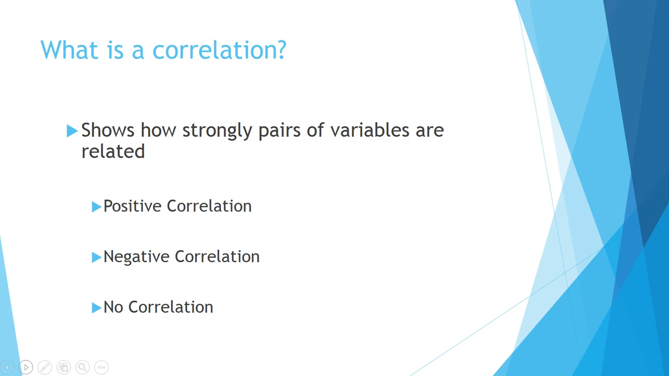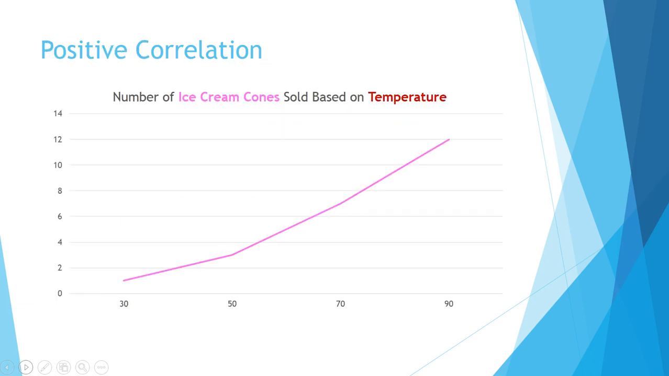There are three different types of correlations: a positive correlation, a negative correlation, and no correlation. A positive correlation is when one variable increases, the other variable increases. A negative correlation is when one variable increases, but the other variable decreases. When there's no correlation, then there's no clear relationship between the variables. So here are some pretty simple examples of the different types of correlations.